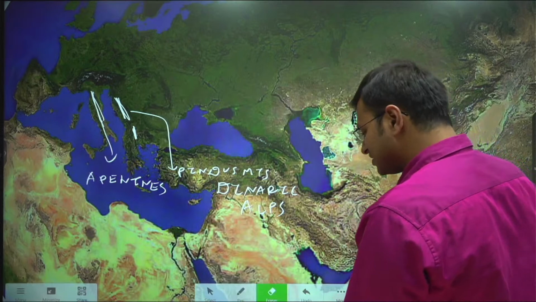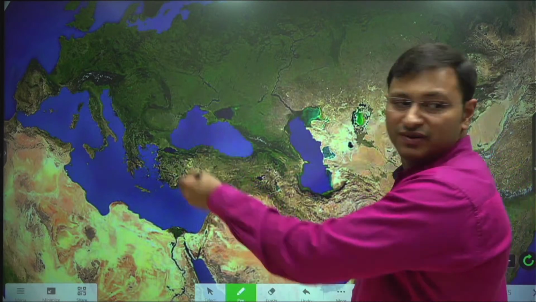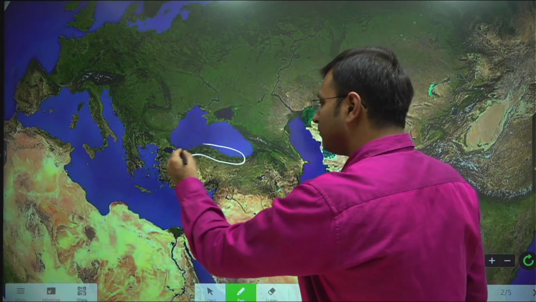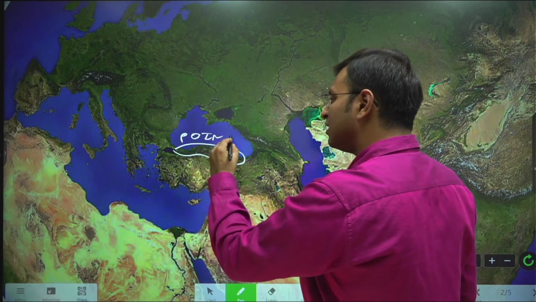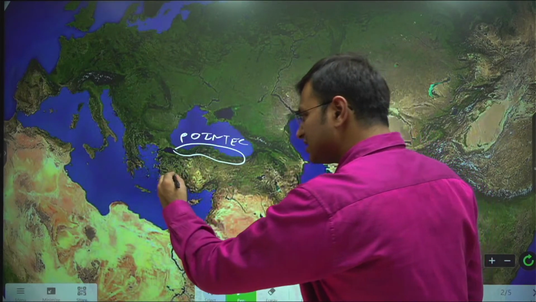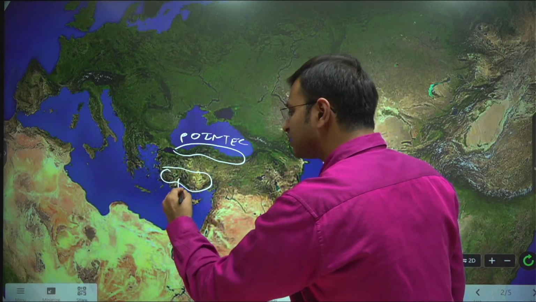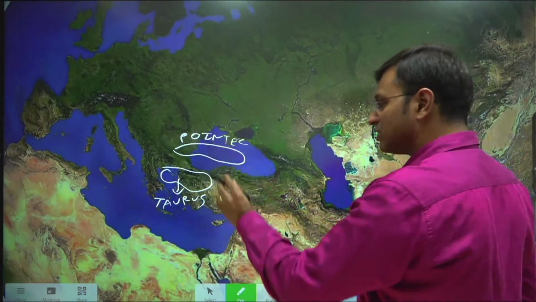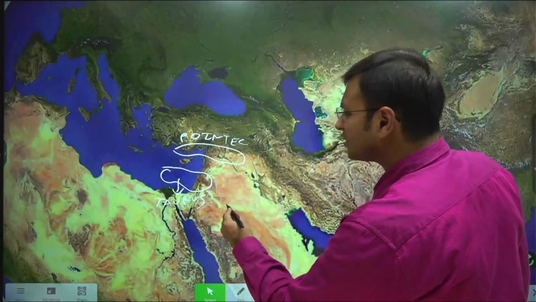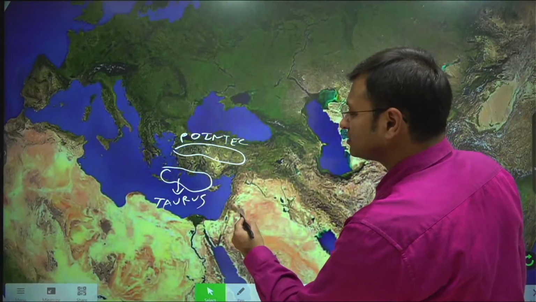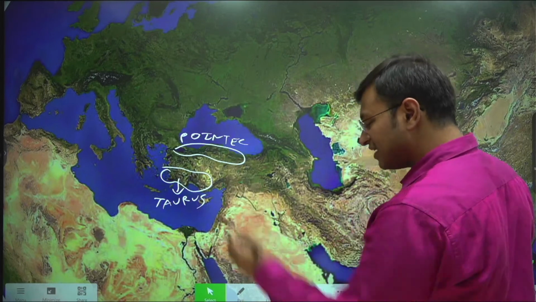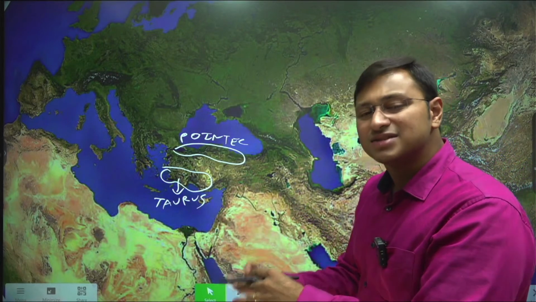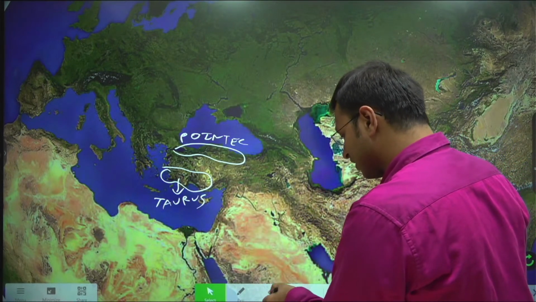After this, if you move towards Turkey, so this is our Turkey. Over here, you have a mountain range called the Pontic Mountains. This part is where you have the Taurus Mountains of Turkey. So to the north you have Pontic, and to the south you have the Taurus Mountains. These are again the entries of the Trans-Eurasian Alpine mountain system. So now let's move ahead.